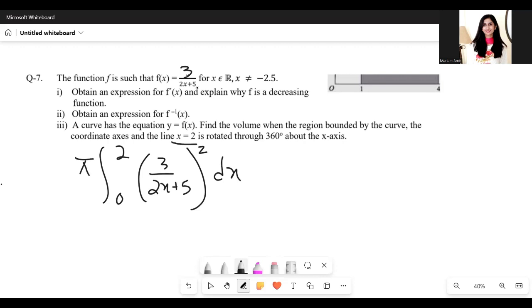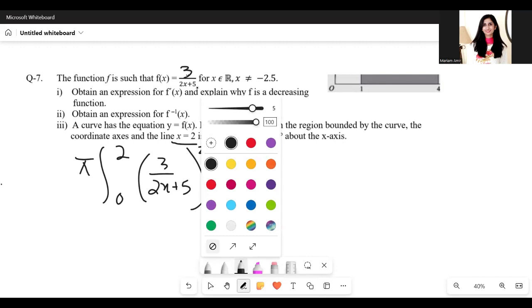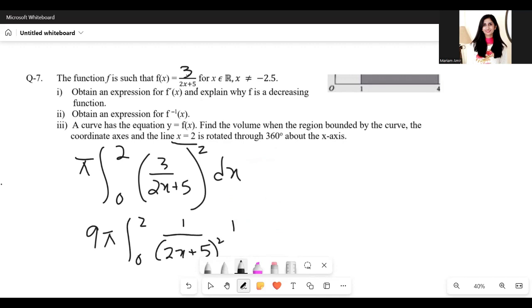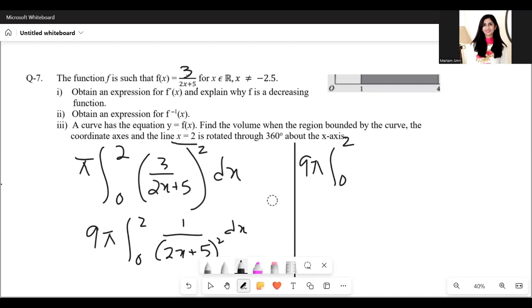Okay, going to expand. I'm going to square that. So 3 squared would be 9. I'm bringing out the 9. 0 to 2, there's a 1 here, and then we have (2x plus 5) whole squared, dx. You will not open the brackets. Do not use the identity. Instead, bring that up. And now we're going to integrate that.